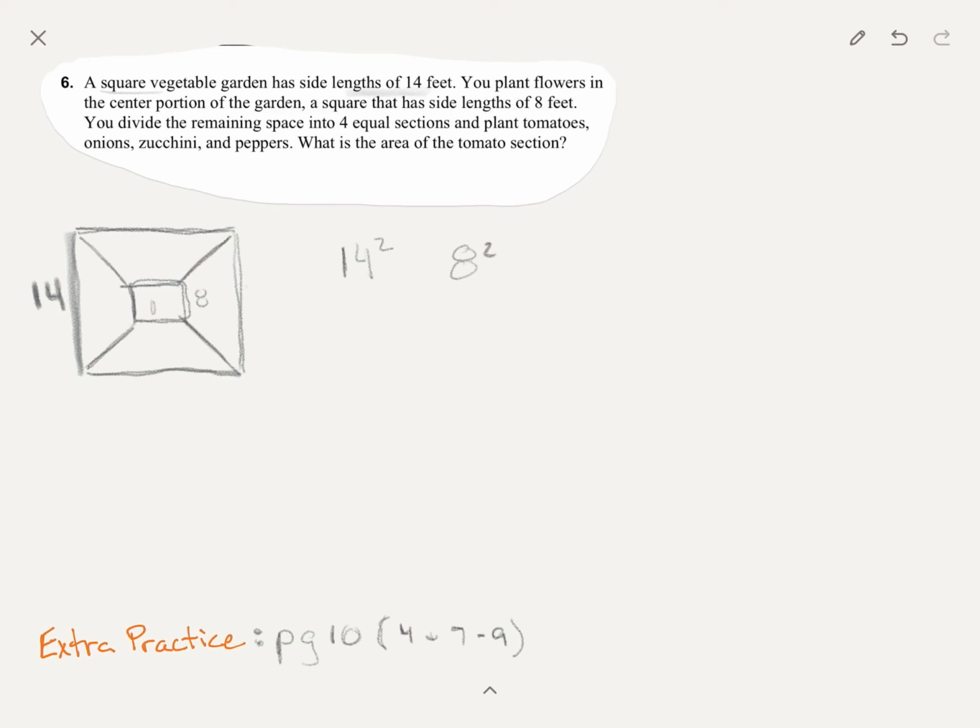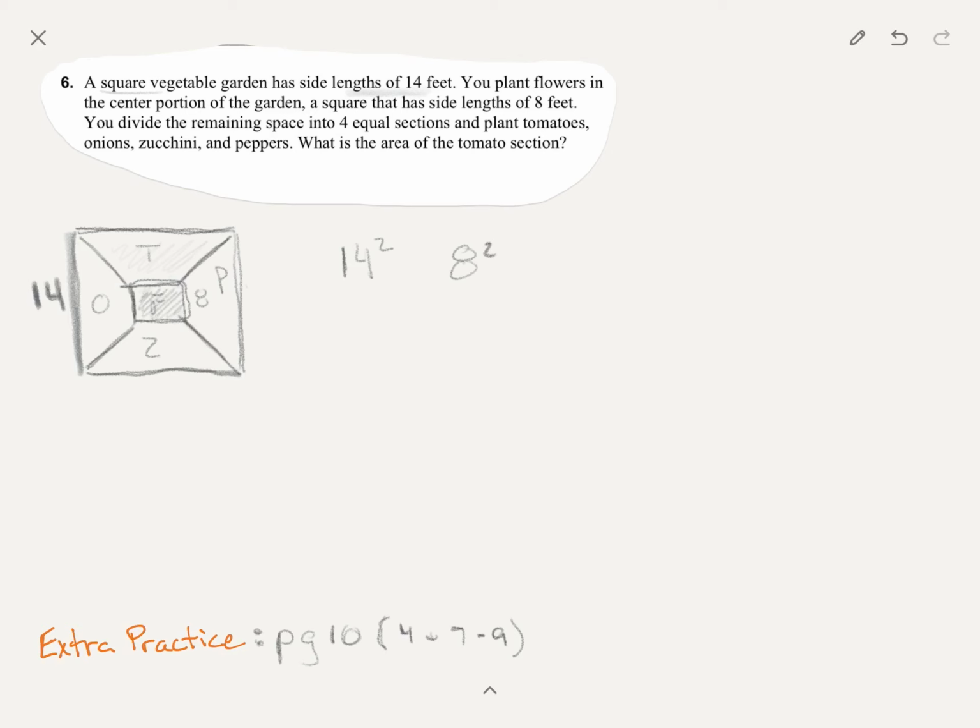So if this is flowers, say this is tomatoes, this is onions, zucchini, and peppers right here. Okay, we want to know what this section is right here. What we need to do is figure out what we already know. We can figure out the total size of the garden, and we know what the center of it is. And so we need to see what's left.